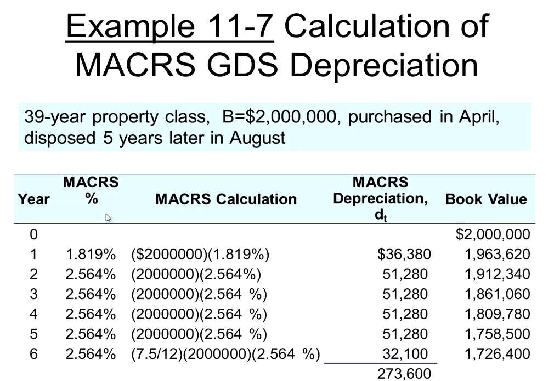So again, what are we going to do? We're going to find the MACRS percentages. Where did we find them from? Well, it depends on what we do. In this case, it's 39-year property, so that's table 11.4, and then it's purchased in April and disposed later in August. So let me show you.